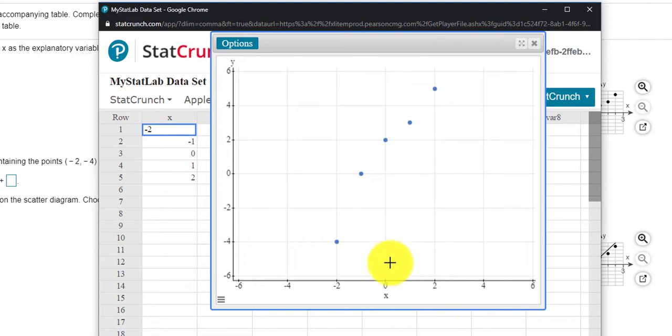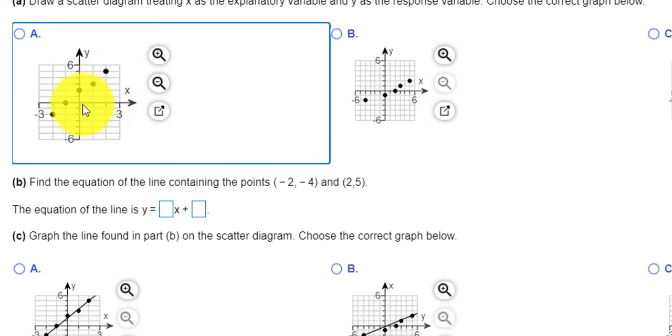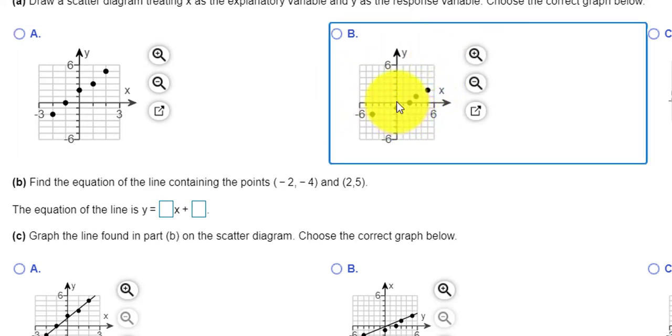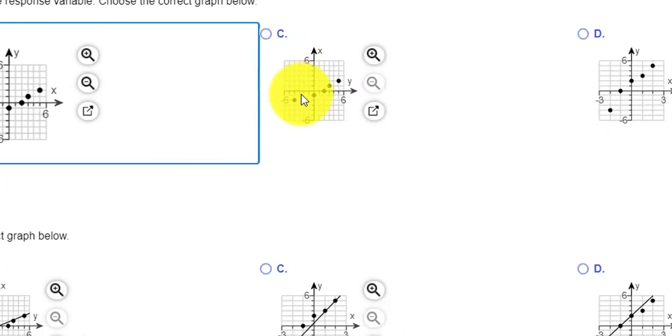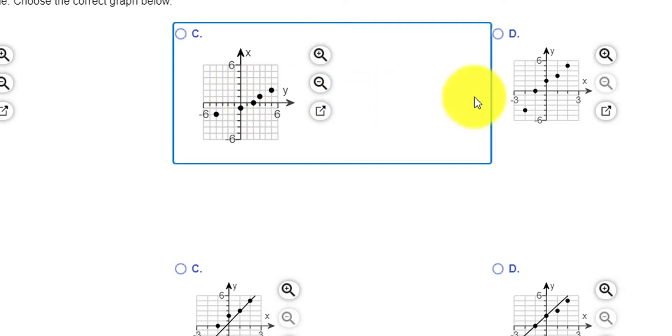Now let's see. At 0, 0, I have a point happening at 2, right? So here's 0, 0, and right above that, it looks like at 0, 2, I have a point. So let's see if we can find any of these graphs that have a point at 0, 2. This looks like 0, 1, 2. All right, so letter A is a possibility. Letter B is not a possibility, right? Because this is 0, -1. Letter C is not a possibility, right? Because, again, I don't have a point 0, 2. So it looks like A and D are possibilities.